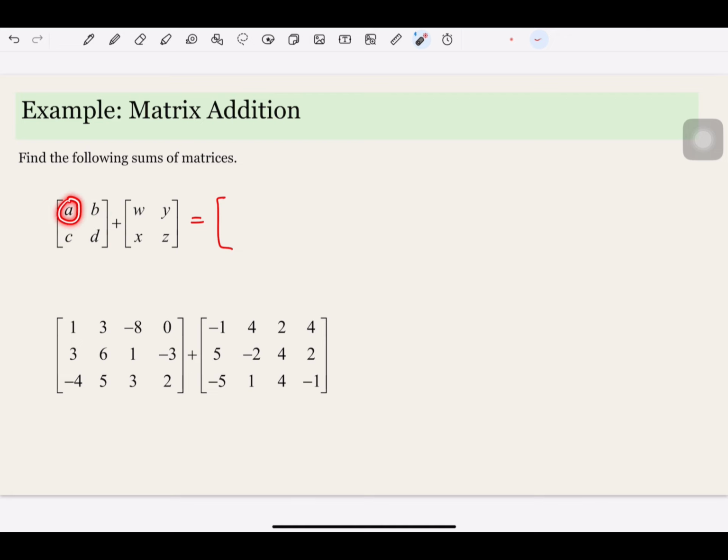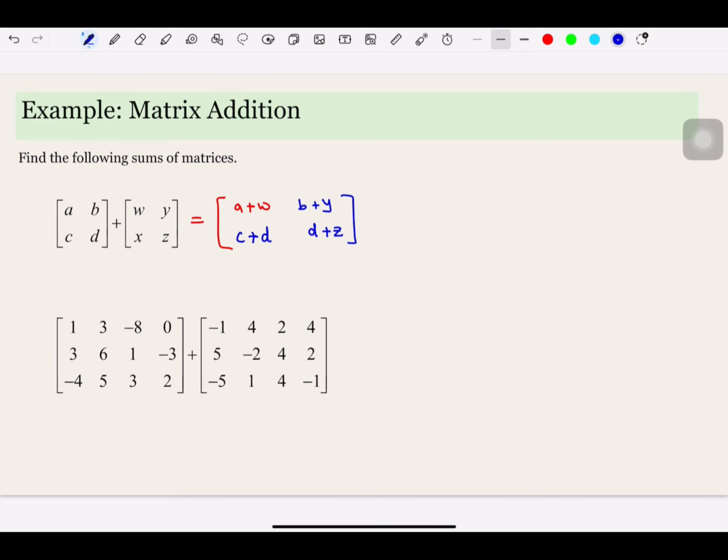So here, first of all, we have a top left element. I'm going to add them together. So the first element is going to be A plus W. And next, I'm going to take the top right elements B and Y, and I'm going to add them together. I'm going to use another color, B plus Y. Likewise, you can do the other two elements as well, like this. So this is how you add 2 by 2 matrices.